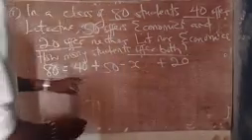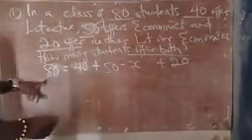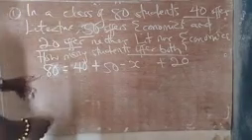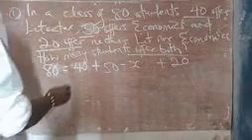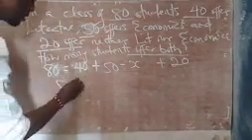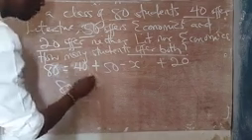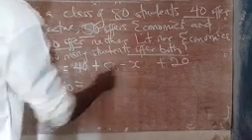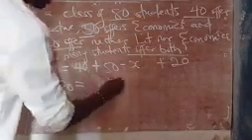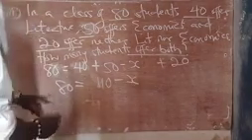So it's going to be 40 plus 50 minus x plus 20 will give you 80. So if you do the mathematics, this is going to be 110. 40 plus 50 is 90. 90 plus 20 is 110. So 110 minus x is equal to 80.